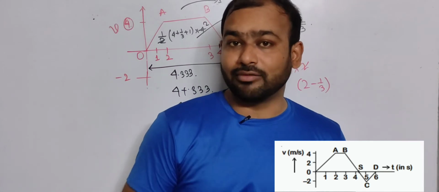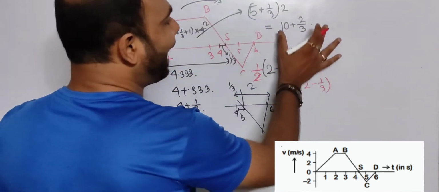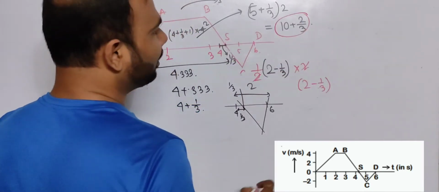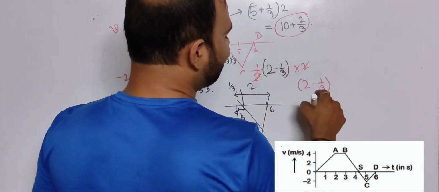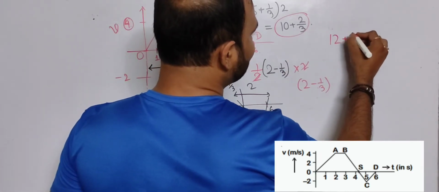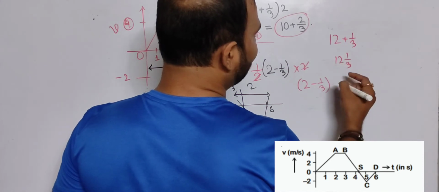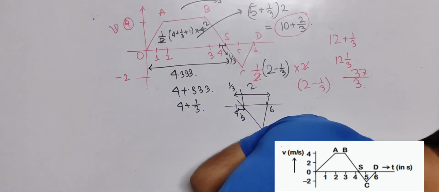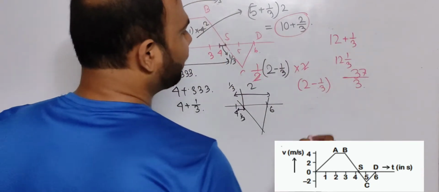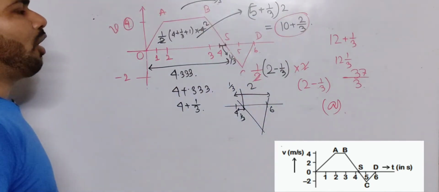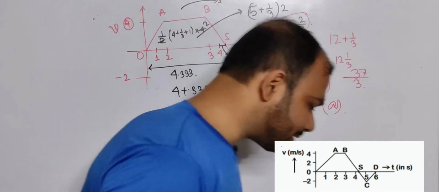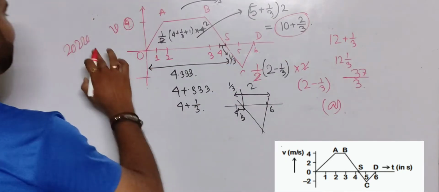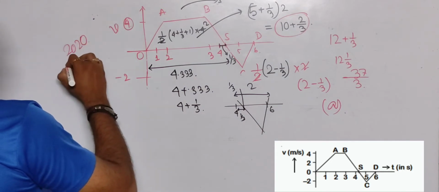displacement, sorry, distance covered. In case of distance, we have to add these two quantities. We have to add the area of the trapezium plus the area of the triangle. So 10 plus 2, 12, 2 by 3 minus 1 by 3, that is 12 plus 1 by 3, that is 12 whole number 1 by 3, 36, 37, 37 by 3. I think option number A. Option number A is our correct option, and the question was asked in 2020 JEE Mains.